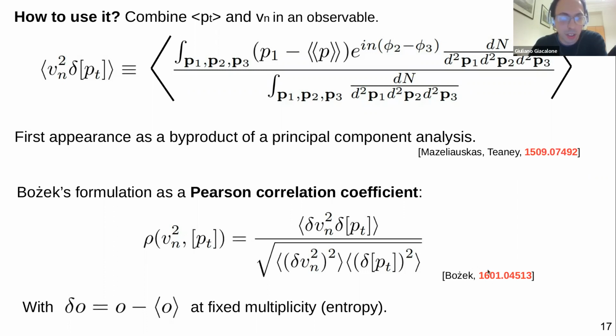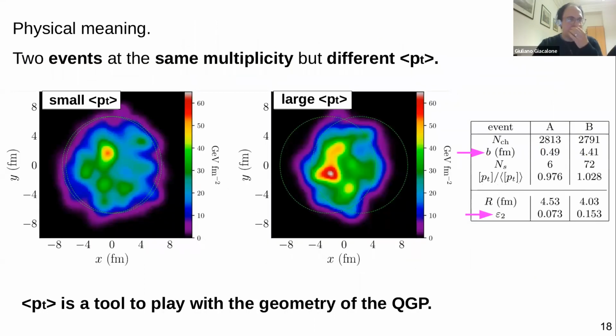This was in 2016. Okay, what was actually measured experimentally is a Pearson correlation coefficient between the anisotropic flow and the mean transverse momentum. So it's correlating the anisotropy of the system with the size of the system. So this is the idea. Physically, this is exactly what it means.